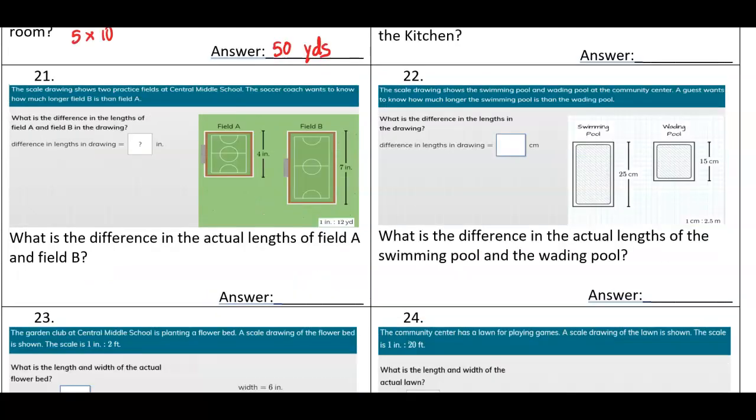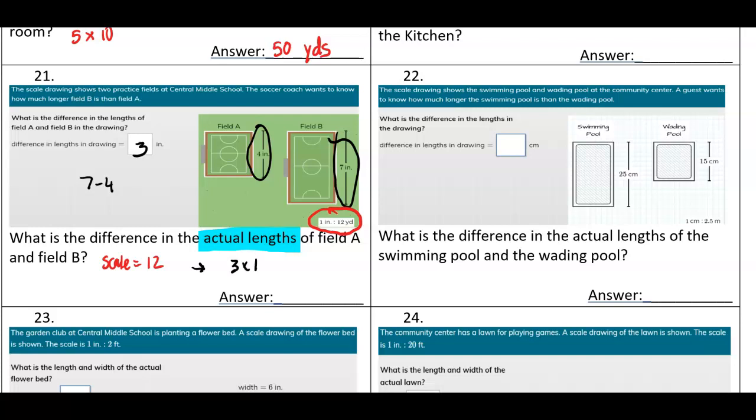Number 21, scale drawing shows 2 practice fields at Central Middle School. The soccer coach wants to know how much longer field B is than A. So let's just find the difference in the lengths of the drawing. So we got 4 inches, 7 inches. Difference just means subtract, so it's 3 inches. And then it says, what's the difference in the actual length? So if I know the difference of the drawing, all I have to do is multiply that difference by the scale factor. Scale factor in this case is 12. So I'm just going to say 3 times 12. The actual difference between those two fields is 36 yards. Pause the video and do number 22.